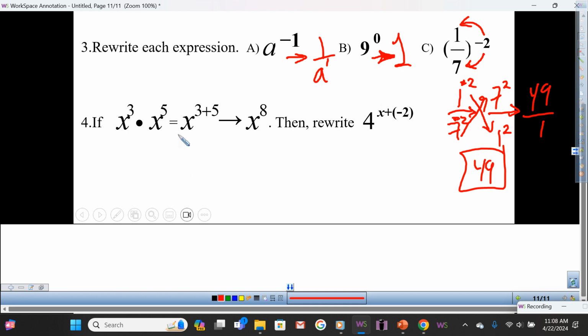Last but not least, x to the third times x to the fifth became x to the 3 plus 5. So, what was this? 4 to the x plus 2 plus negative 2. What was it before it became like that? Tell your neighbor, and then Brandon's going to enlighten us. What was it before it came like that? All right, Brandon, Felix.